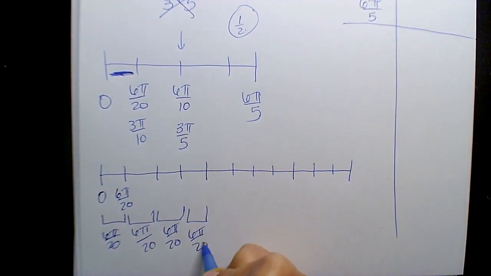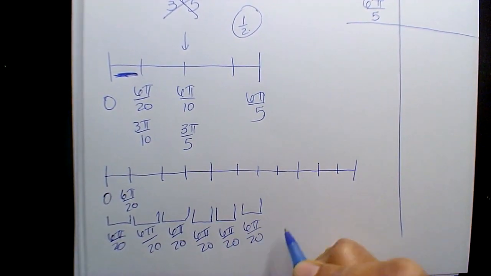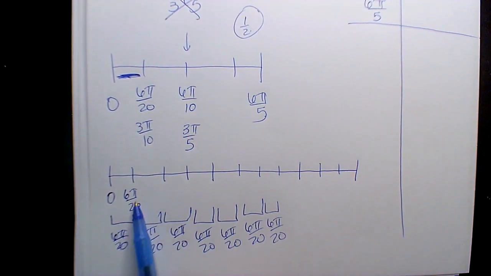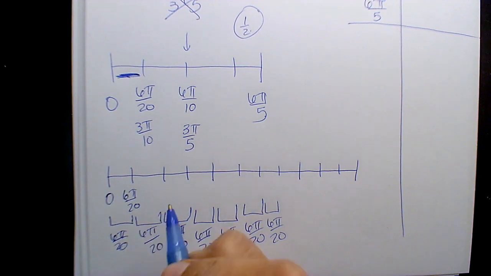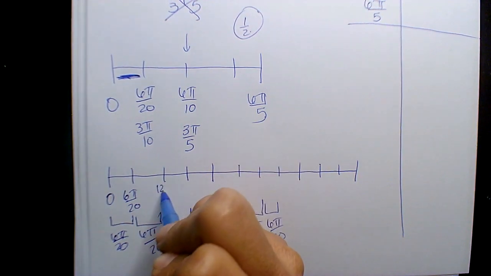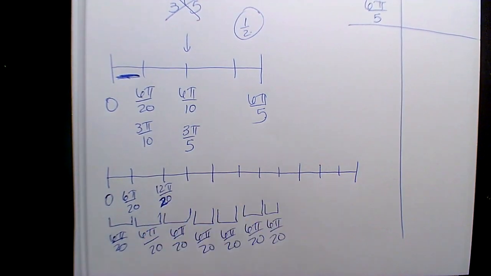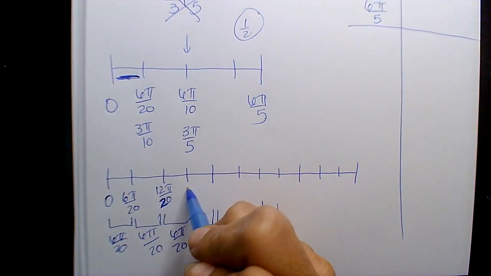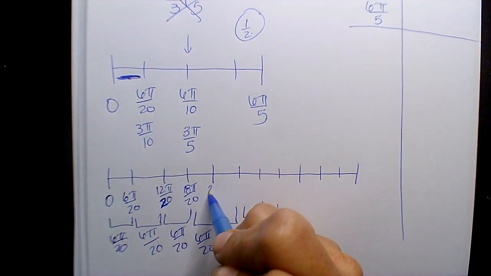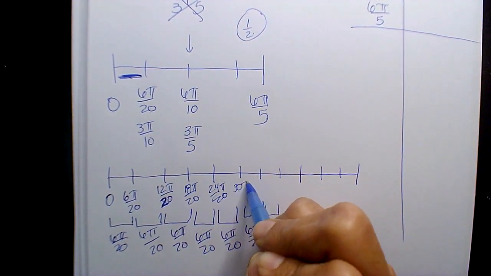And so you could then build your XY table. It's just when you graph it, it has to be reduced. So what's 6 pi over 20 plus 6 pi over 20? 12 pi over 20. Don't do the 40. I don't know why I put 40. What's the next one? 18 pi over 20. The next one? 24 pi over 20. Ah, that was ugly. The next one? 30 pi over 20.